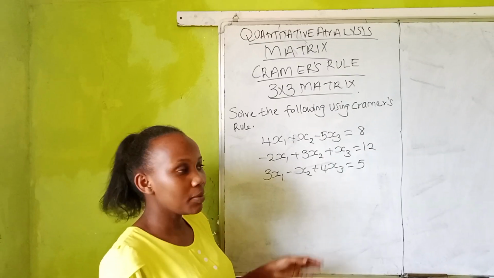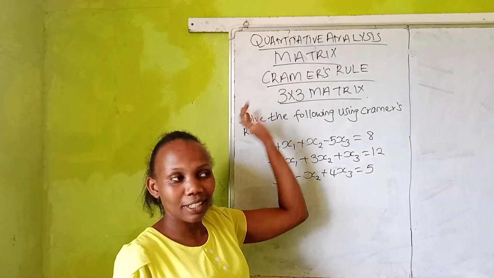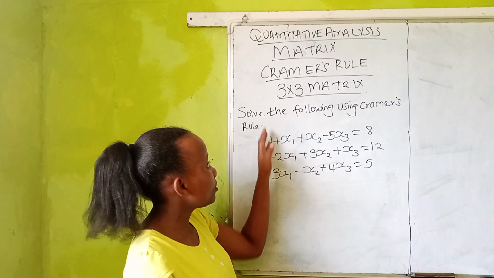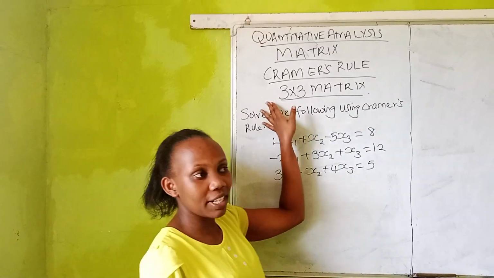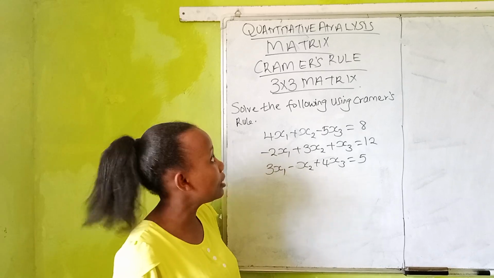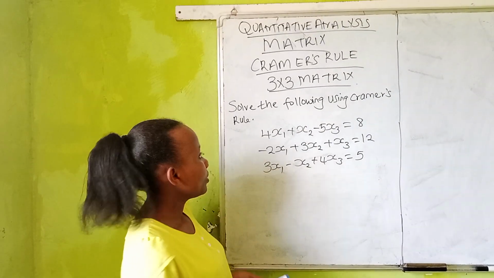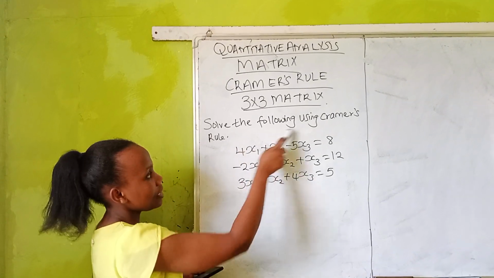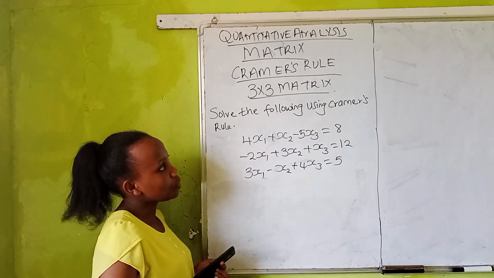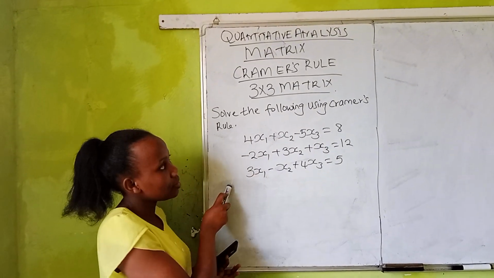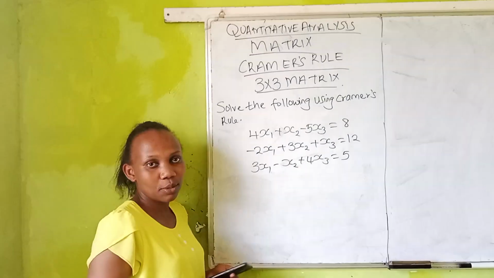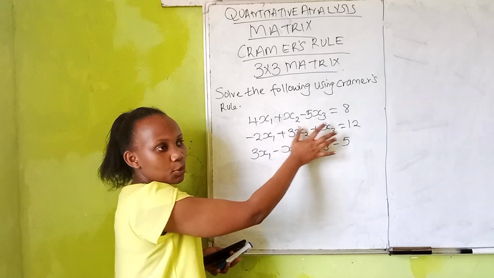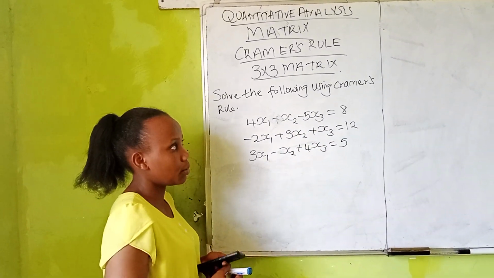The previous time we were tackling Cramer's rule for a 2 by 2 matrix. Now in this video we'll be looking at the 3 by 3 matrix using Cramer's rule, and I hope that you are going to learn together. So in this example we have been asked to solve the following equations using Cramer's rule. So in short, we have been asked to find the value of x1, x2, and x3 using Cramer's rule.